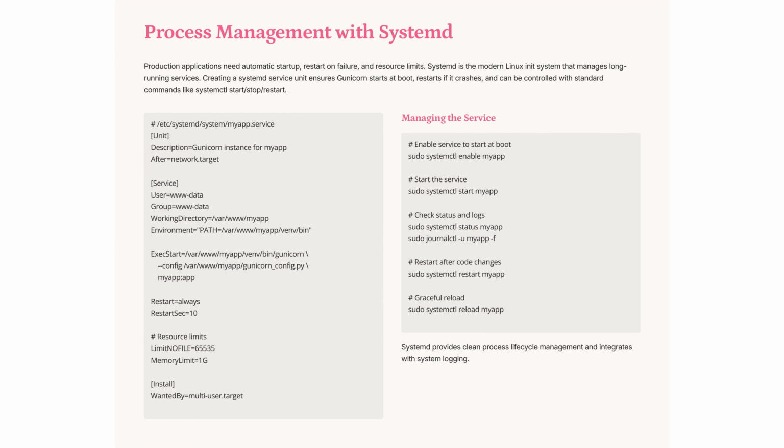Systemd is essential for managing production applications, ensuring automatic startup and restart on failure. Define a service unit for Gunicorn to start at boot and restart if it crashes. Use systemctl commands for control. Set resource limits like file descriptors and memory. Enable the service with systemctl enable and manage it with start, stop, and restart commands.